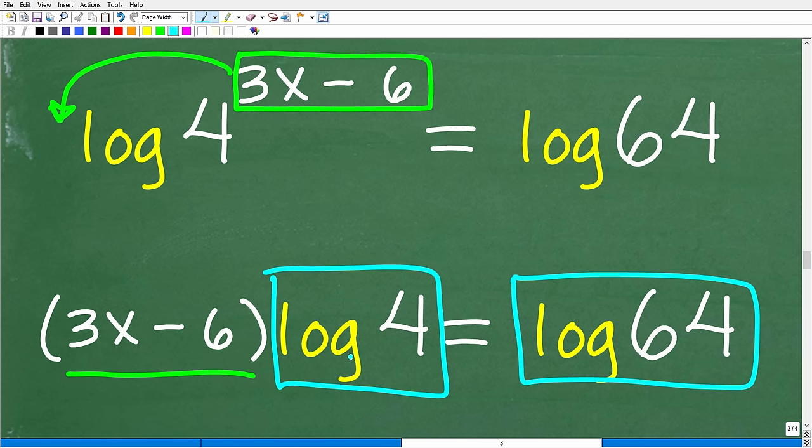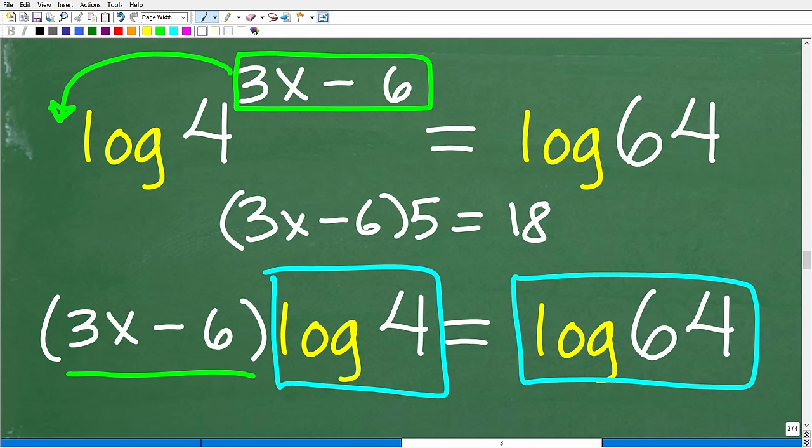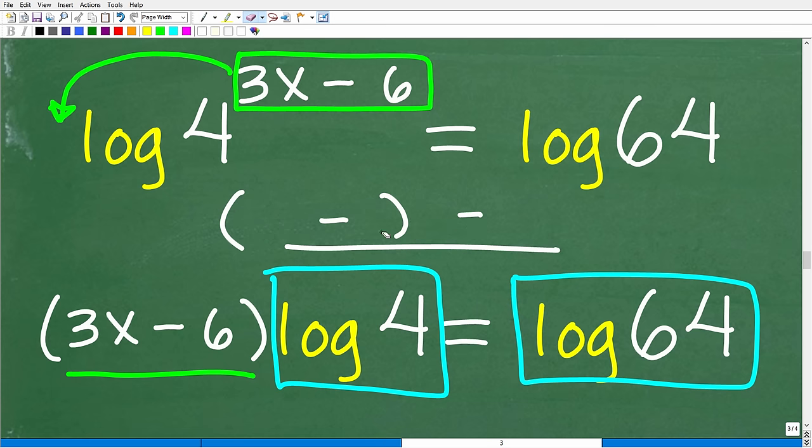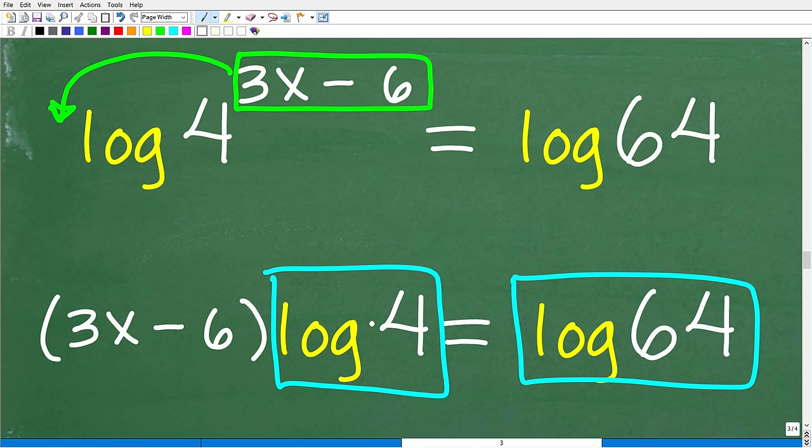So at this point, you have an equation of 3x minus 6. Let's just make some numbers up. Maybe this was multiplied by 5 and that was equal to 18. Right, so this is just a simple algebraic equation at this point. If you know how to solve linear equations in algebra, then you should be able to solve this equation, but we're not done yet. We're not ready to do that. But just keep in mind that this stuff is not that scary, right?